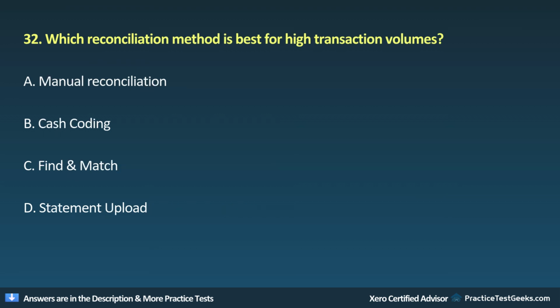32. Which reconciliation method is best for high transaction volumes? A. Manual reconciliation. B. Cash coding. C. Find and match. D. Statement upload.